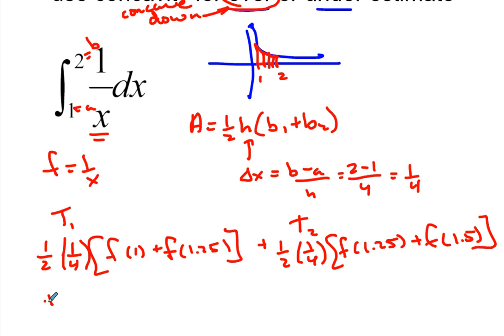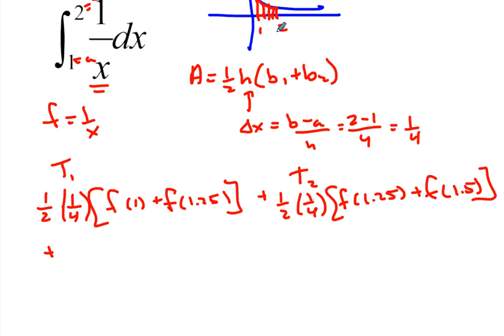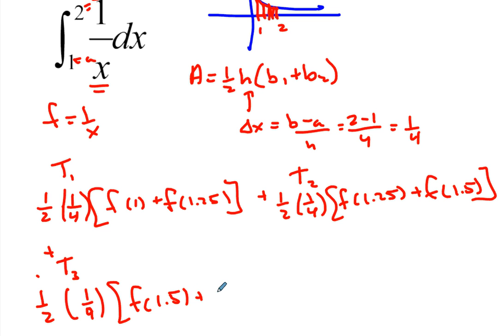We're going to add those two to the third trapezoid, trapezoid 3. All right, we have 1/2, and 1/4 is our height. We have f of 1.5, and then we also add one more 1/4 to that, which is f of 1.75. Finally, our final trapezoid, trapezoid 4.